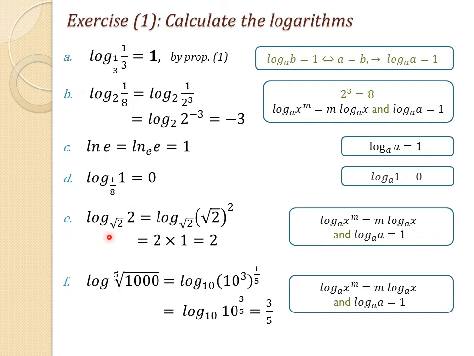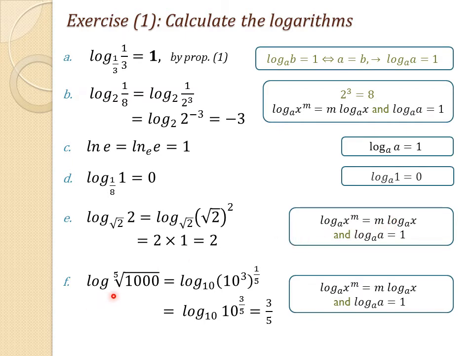E, logarithm 2 to base square root 2. So then, I need to rewrite 2 in the form of square root 2. And I know that square root 2 squared is 2. Now, those two values are equal, and 2 can be multiplied by the logarithm, and then it is going to be 2 times 1 and equals 2.